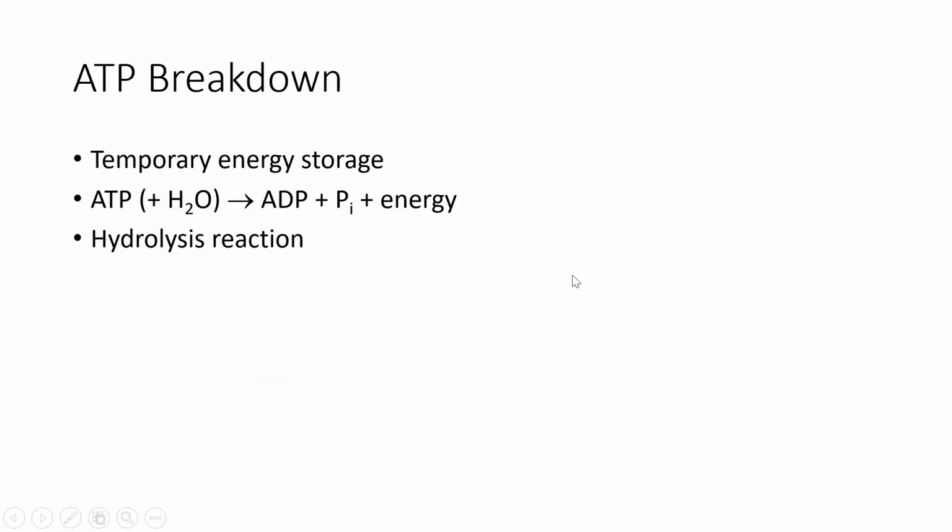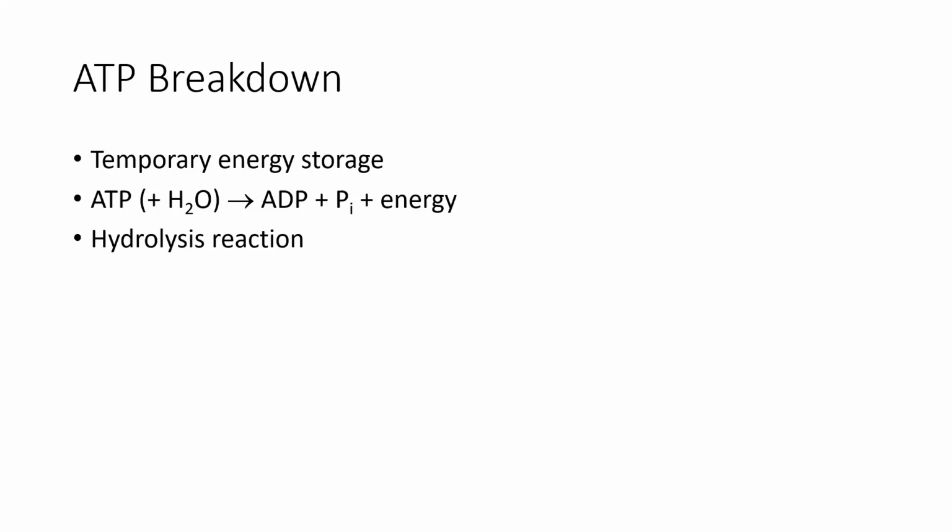Let's look at how ATP is broken down. So I mentioned earlier that ATP is only made to be broken, right? Just like the way you only charge your backup battery so that you can use it and run it down later on. And so when we break down ATP, we release that temporary energy that's stored in that third phosphate.